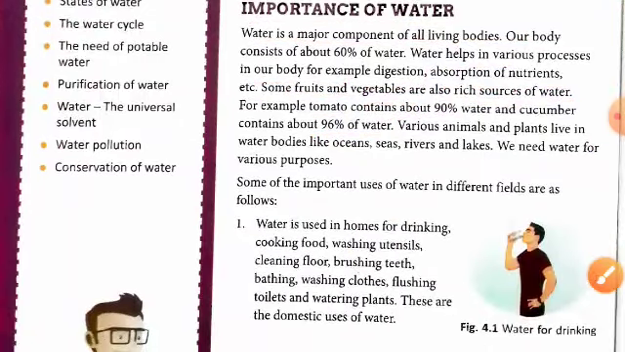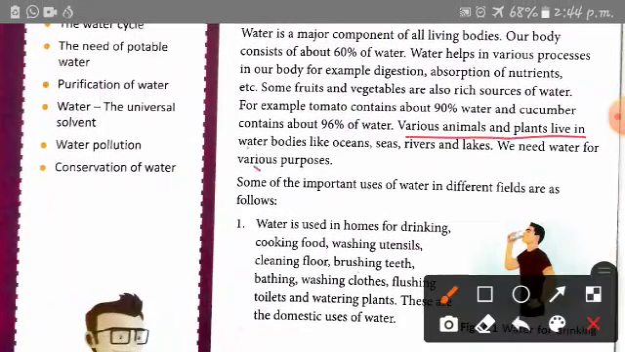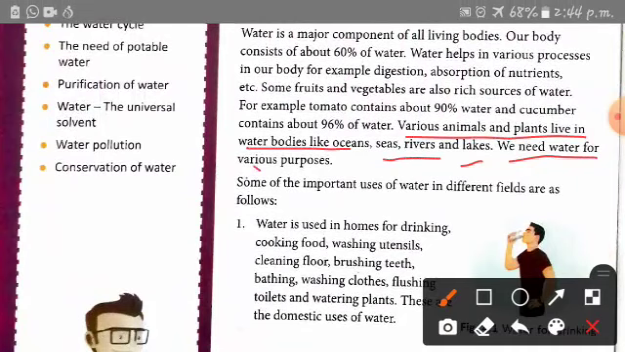Various animals and plants live in water bodies like oceans, seas, rivers, lakes. We need water for various purposes. Some of the important uses of water in different fields are as follows. Children, we all know that water is very important for all living things. To stay healthy, a person should consume 2 or 3 liters of water per day. Water is life for all living beings. A man can live for 7 days without eating, but without drinking water, he will die in 3 days.